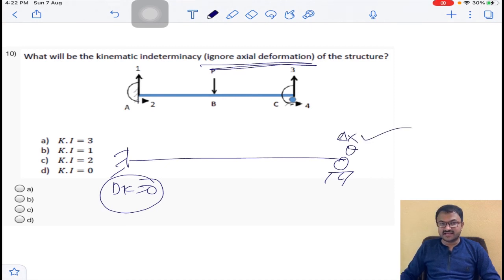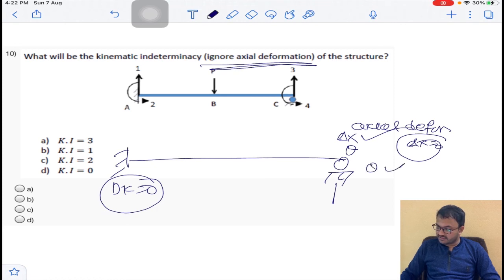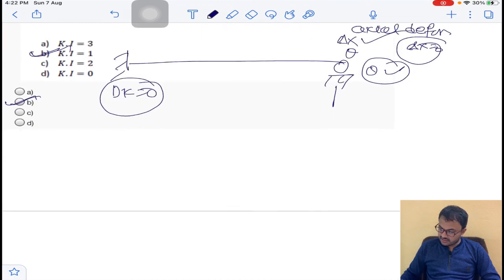At the roller support there will be delta x, that is it can move in the horizontal direction, and theta will be there. So as he said, axial deformation is neglected, so delta x is equal to 0, and only rotation will be possible. So the degree of kinematic indeterminacy will become 1. Option B is the correct answer.